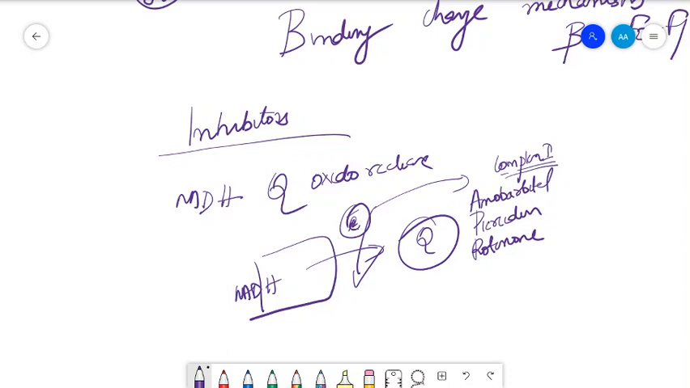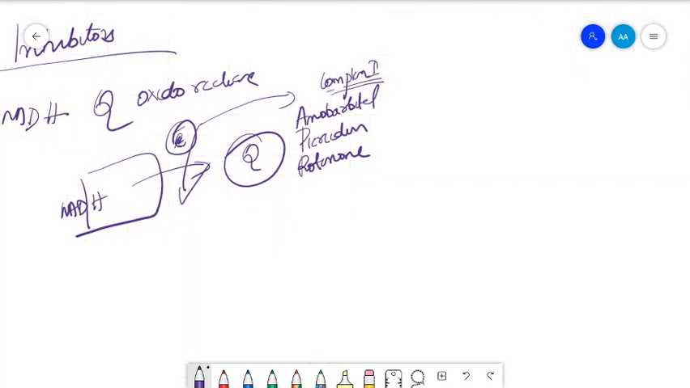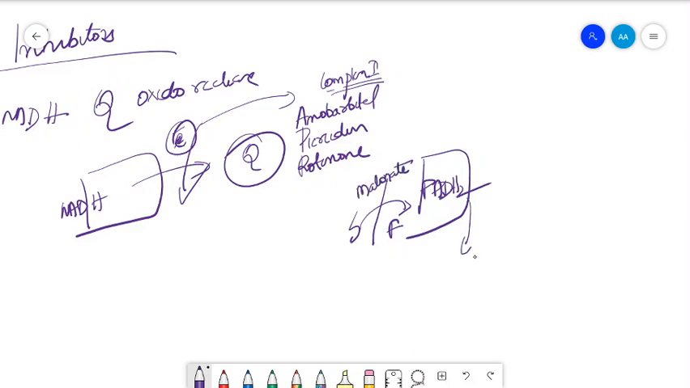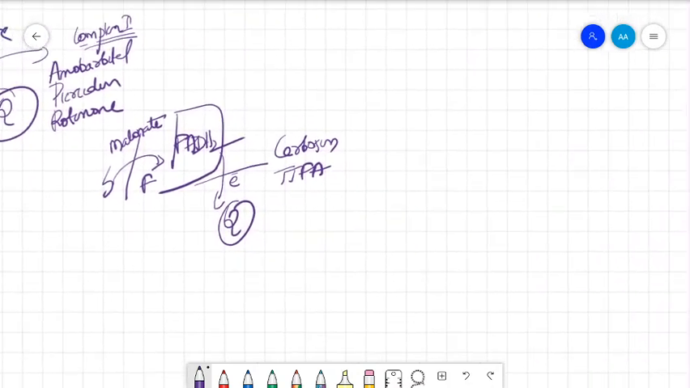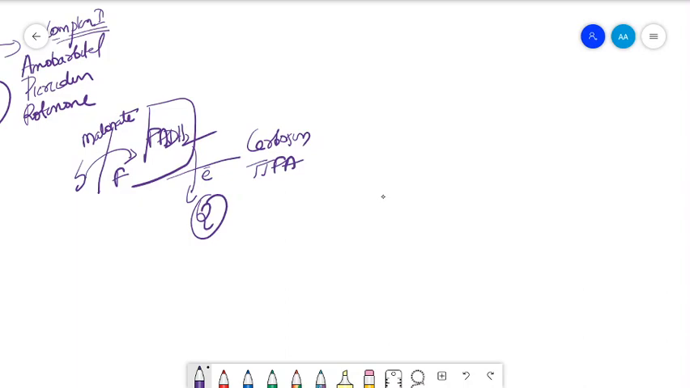thus blocking the whole ATP synthesis. Now come the complex 2 inhibitors. Complex 2 receives FADH2 from glycerol 3-phosphate, and also from the succinate to fumarate conversion by succinate dehydrogenase. This succinate to fumarate conversion is blocked by malonate, and the electron transfer from complex 2 to ubiquinone is blocked by carboxin and TTFA, which is a chelating agent. So these are the complex 2 inhibitors: malonate, carboxin and TTFA. Next comes the role of complex 3. Complex 3 is cytochrome C oxidoreductase.